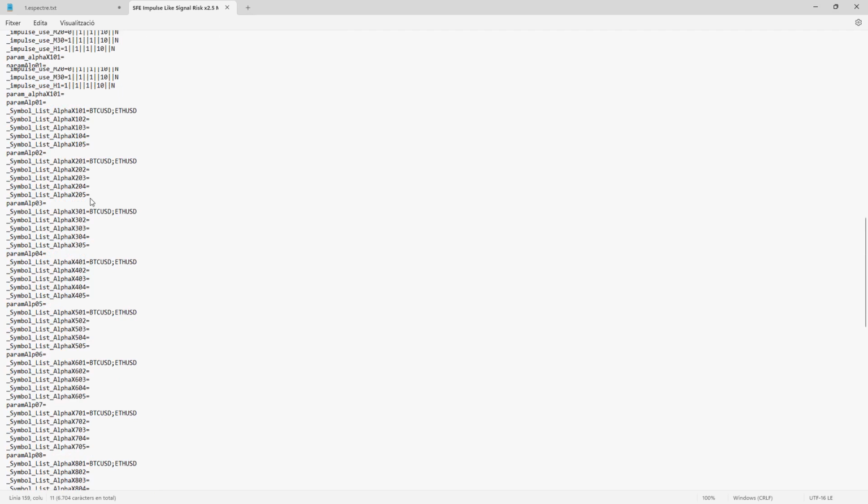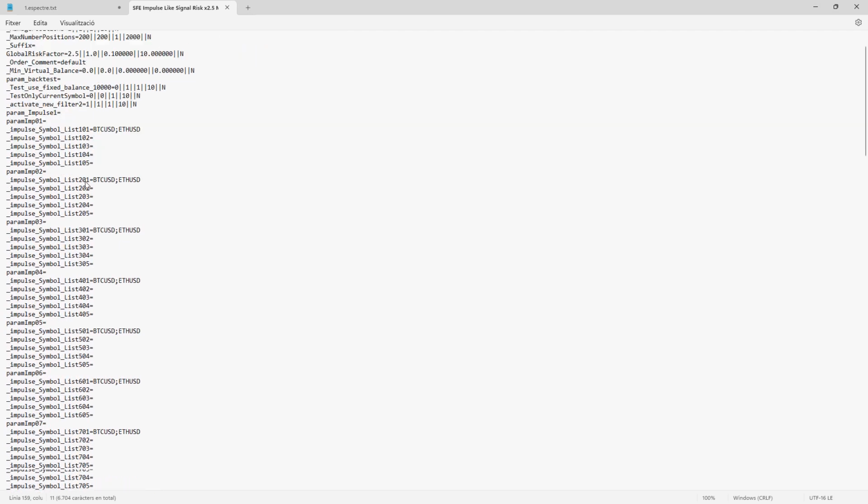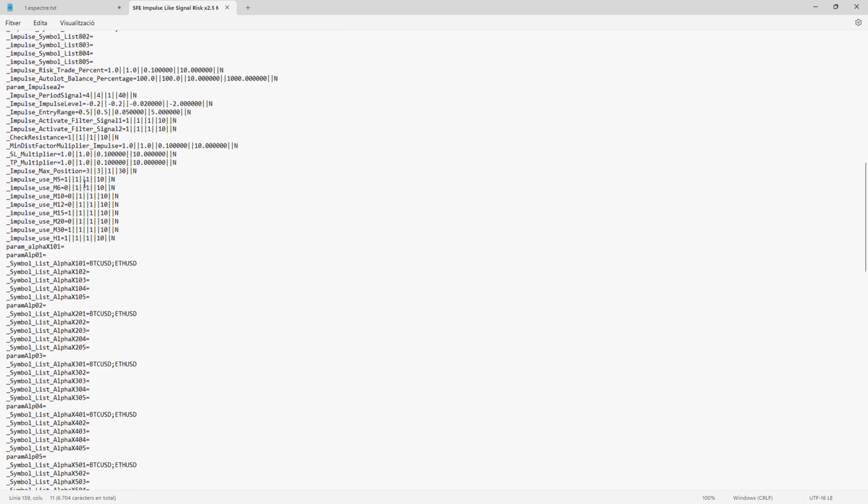Using the three at the same time is the best, probably, because you have more sustained growth and you have a better profit to total drawdown ratio.